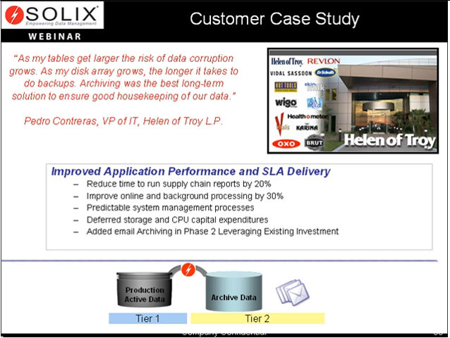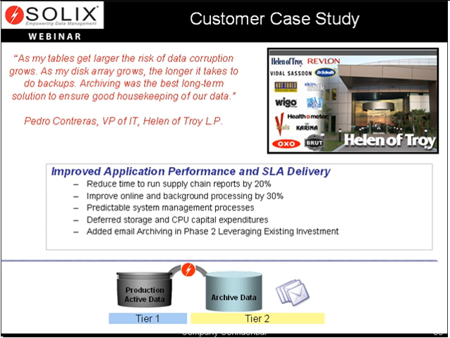So by deploying a database archiving solution, they were able to significantly improve their application performance by reducing some of their supply chain report runtimes by 20%. They improved their online and background processes by as much as 30%. They were able to have predictable storage management processes as well as achieve a cost savings associated with deferred storage and CPU capital expenditures. Again, because they leveraged a centralized metadata repository, they were able to add email archiving in phase 2, leveraging that existing database application solution.